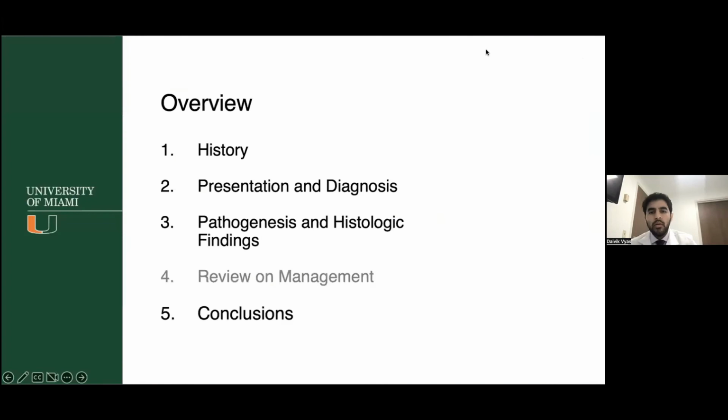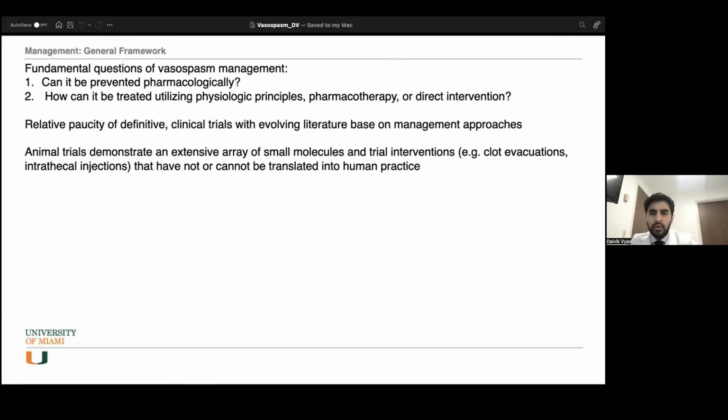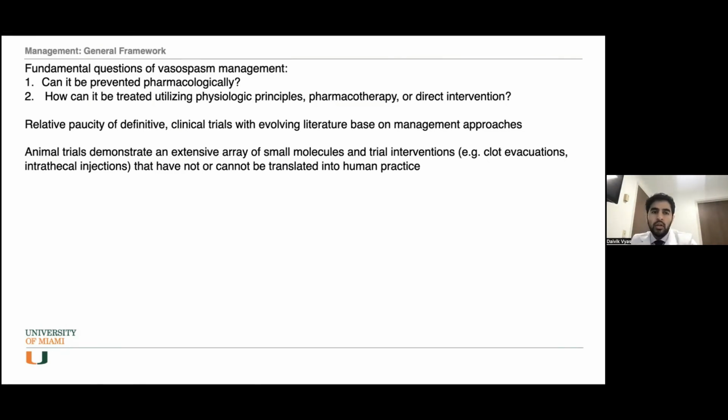So now we do dwell more on the idea of how do we manage vasospasm, either prophylactically or clinically when it's occurred. And the fundamental question within the literature, both neurosurgical and within neurocritical care, is 1, can vasospasm be prevented pharmacologically? Or 2, when it does occur, how can it be treated, either using innate physiologic principles, pharmacotherapy, or direct mechanical intervention? And ultimately, what we find is that there's a relative paucity of definitive clinical trials, but the literature base is constantly evolving and figuring out what works and what doesn't work.